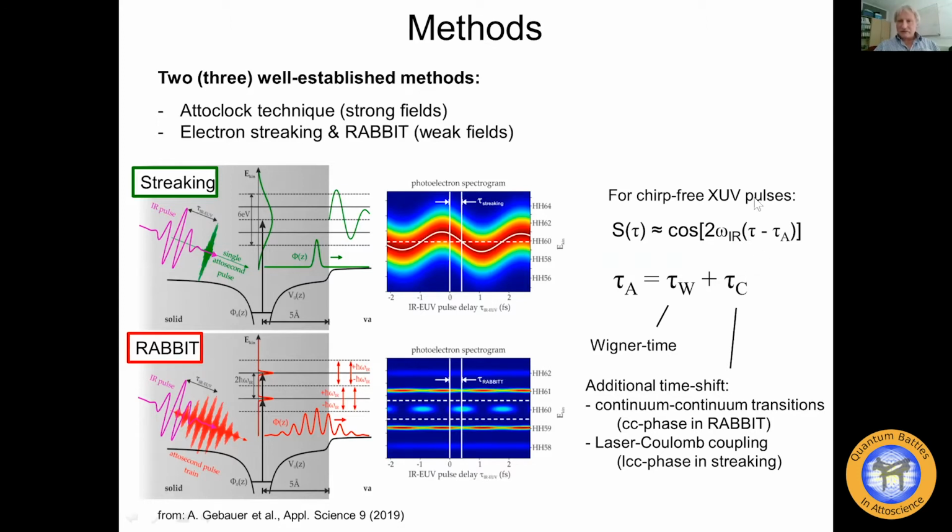This factor here is tau A, and this is a sum of two contributions. It's the atomic or the pure Wigner time that we heard about, and there's an additional shift. This is coming due to the interaction of the electron with the laser in the continuum, or with the IR photons, dipole transitions in the continuum. But for both cases, this phase here is actually the same. So the method is very similar.